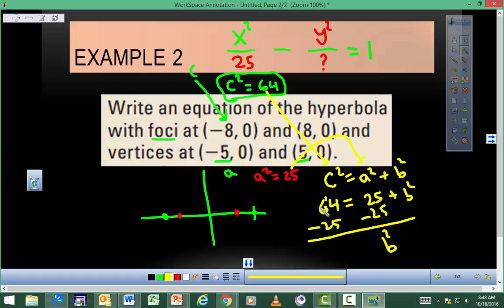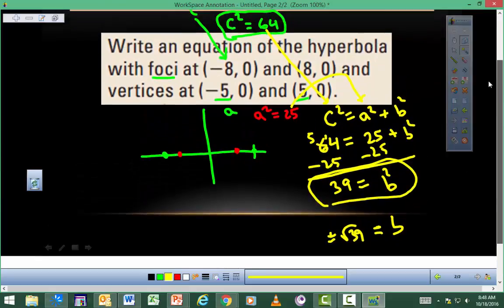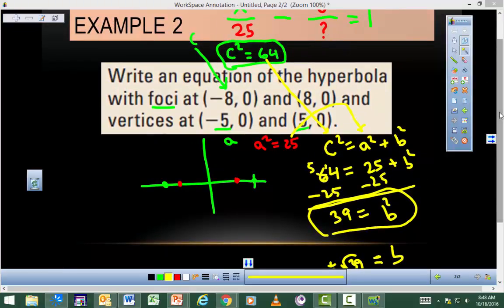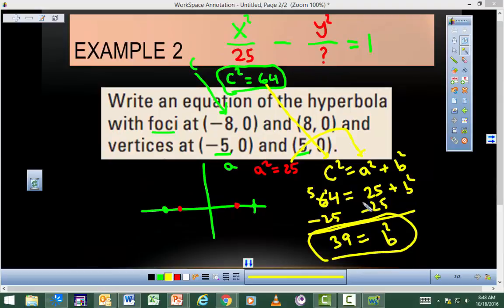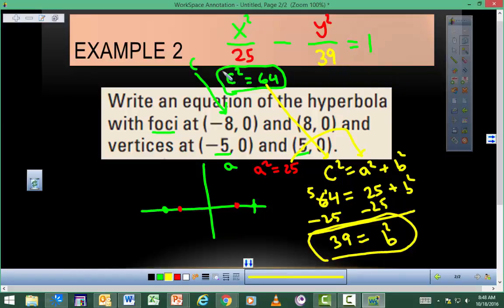Now, some people aren't thinking too sharply. They just start going about things automatically. And some people will go ahead and take the square root and they say, oh, B is equal to plus or minus square root of 39. Is that what we need? No. No, we actually need B squared. So just stop right there. No point in going further. Because we want the equation, right? Well, the equation asks for B squared here. So up here, we'll simply erase this and put in our 39. And now we have the equation.